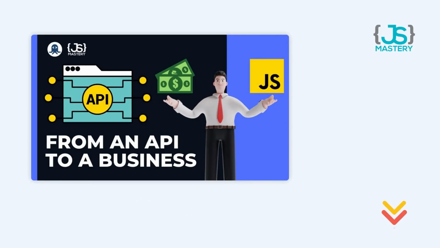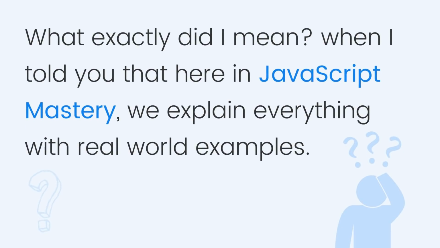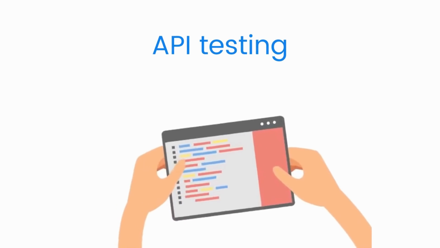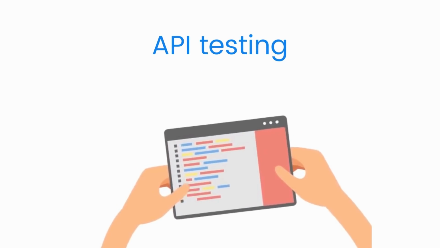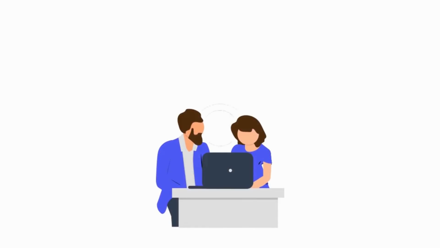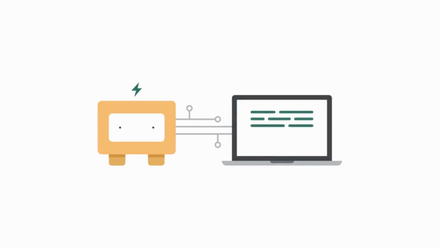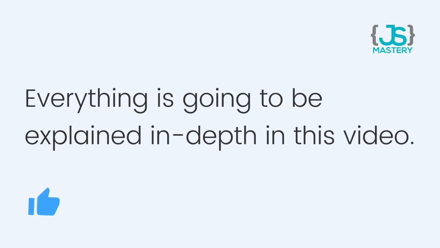So what exactly did I mean when I told you that on JavaScript Mastery, we explain everything with real-world examples? Well, later in this video, we're going to do some API testing and really try to see what the APIs are made of. How do they respond to certain HTTP verbs or actions? And what HTTP codes do they give back? In what format do they send and receive the data? And so on. Everything is going to be explained in depth in this video.